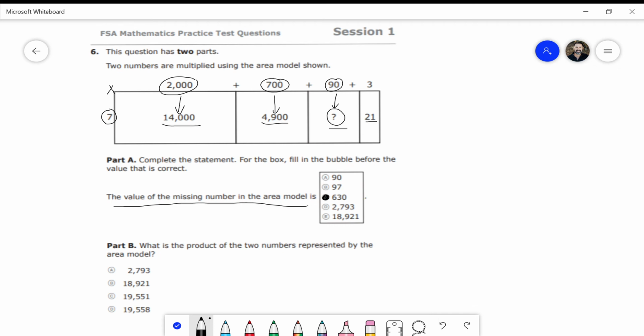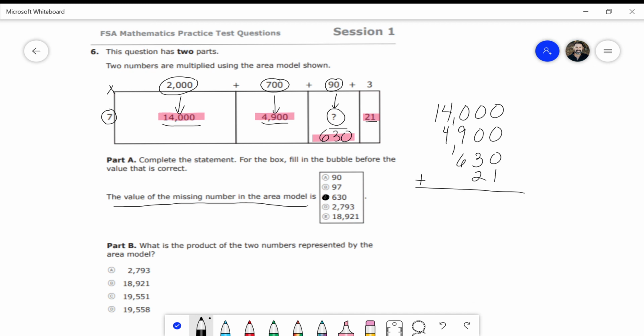And then we go to part B. What is the product? So now we're looking at the final answer of the two numbers represented by the area model. So we want to take all four partial products. And so we got that 630 right in here, right? So we want to take those four partial products, write them down. And now it's important that you line up the numbers according to their place value. That way when you're adding them, you're adding the correct place values. So you put the ones and the tens and the hundreds and thousands and 10,000s lined up.